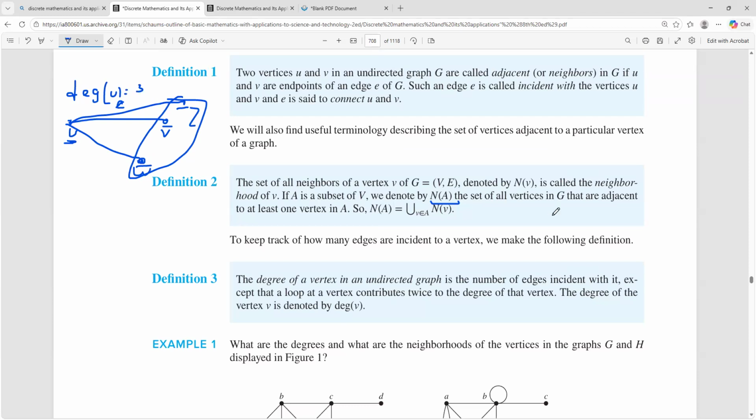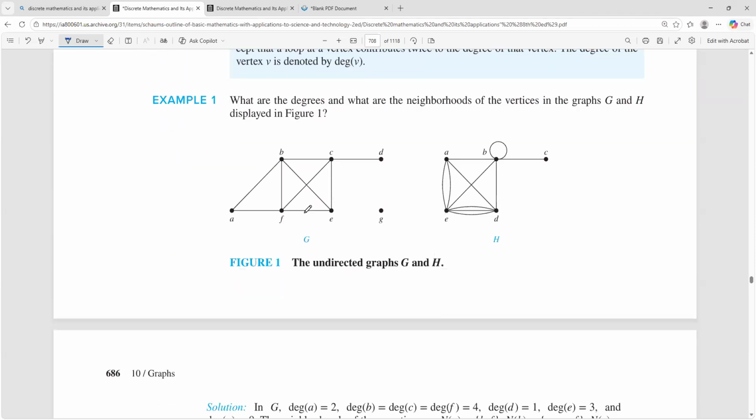Can you explain example one more thoroughly on the same page? Okay, let's do that real quick then. What are the degrees and what are the neighborhoods of the vertices in the graphs G and H displayed in figure 1? Okay, let's do a couple examples. Let's take this graph here.